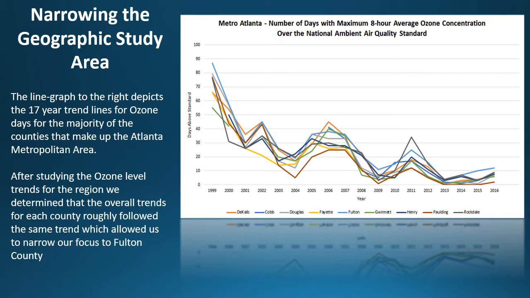As we can see, the line graph to the right depicts the 17-year trend lines for ozone days for the majority of the counties that make up the Atlanta metropolitan area. After studying the ozone level trends for the region, we determined that the overall trends for each county roughly followed the same trend. This then allowed us to narrow our focus from a wide range of counties to focus on Fulton County specifically.